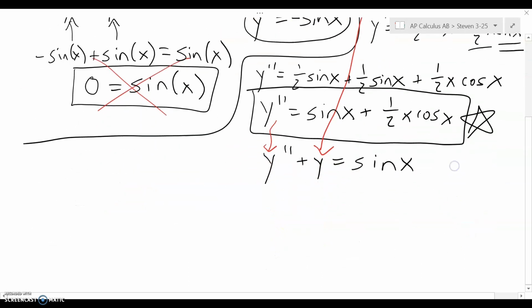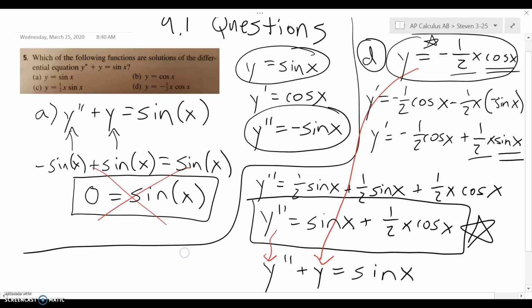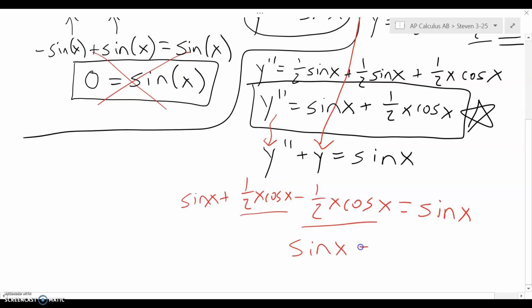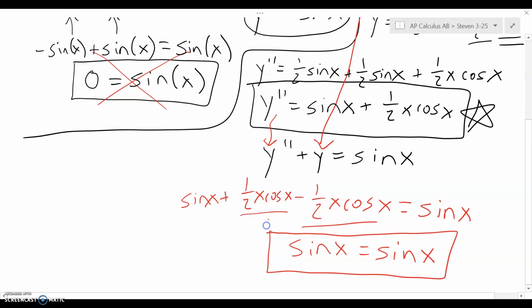So for y, I have negative half x cosine of x. That's what y equals for this particular one, and that comes literally from what they're giving us. And then by taking the second derivative, I get this longer expression. What I see happening here on the left-hand side is that I have these two pieces that are the negative of each other, so they cancel out, and we're left with just sine of x by itself. And then, of course, we have sine of x on the right-hand side, and those two are equal.